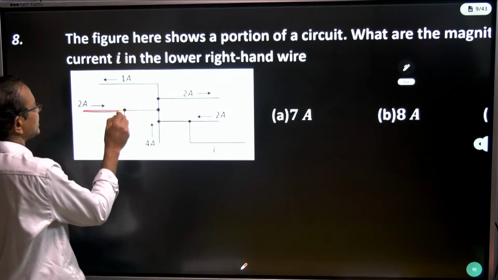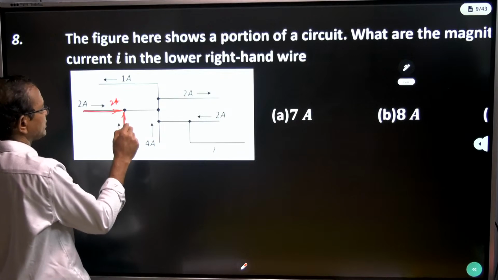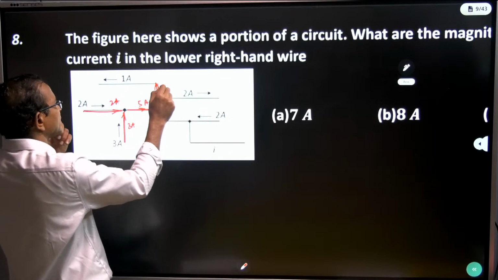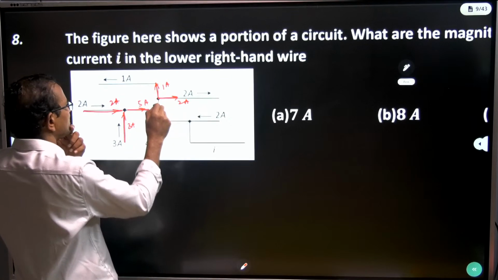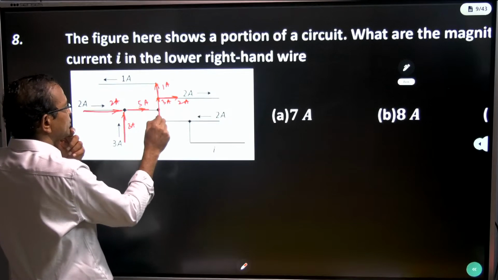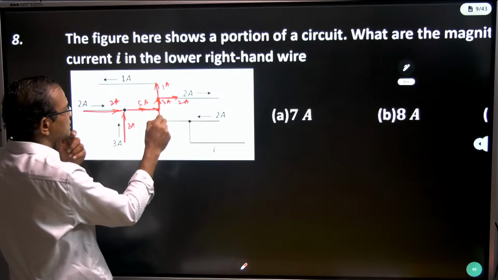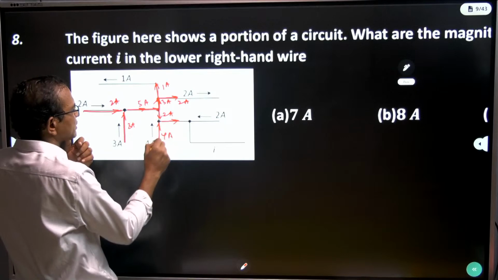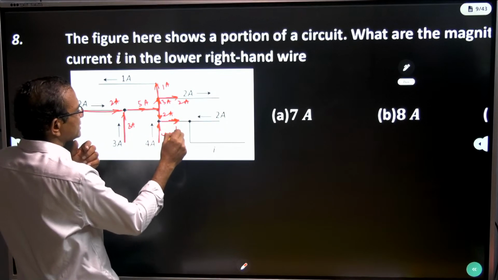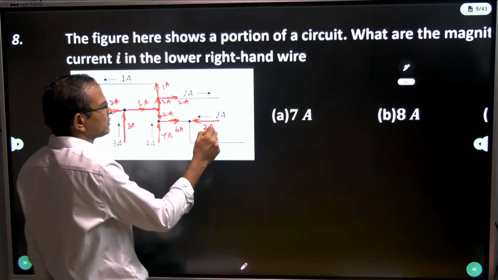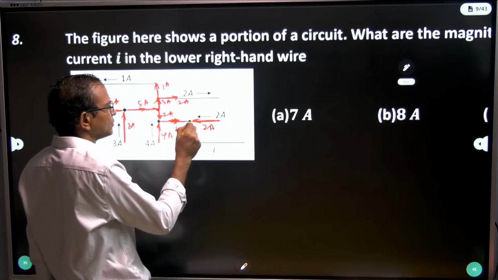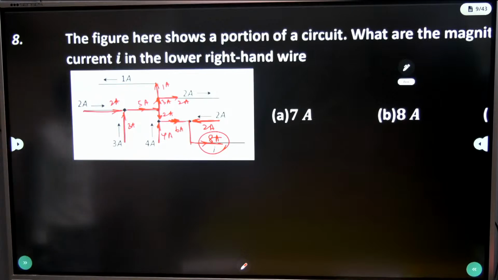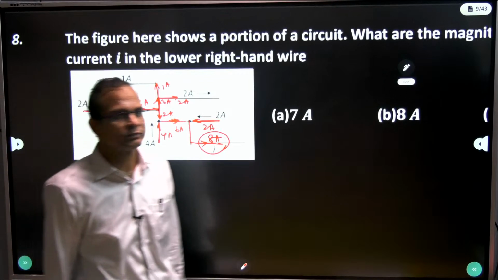Now, this is 2 ampere. This is 3 ampere. Total it is 5 ampere. So, this is 1 ampere. This is 2 ampere. Means this is 3 ampere. So, 5 coming down, 3 gone. What's the balance? 2. What's coming here? 4. So, 4 ampere. What's the total here? 4, 2. What's the total? 6. What's coming here? 2 ampere. So, 6, 2. What's the total? 8 ampere. This is the answer. Look at the arrow mark. Is it clear? Yes, sir. Good.